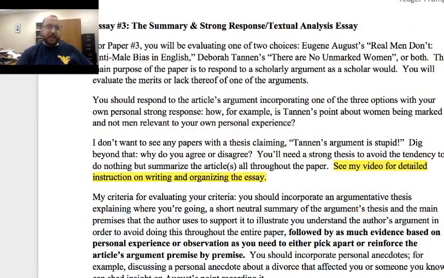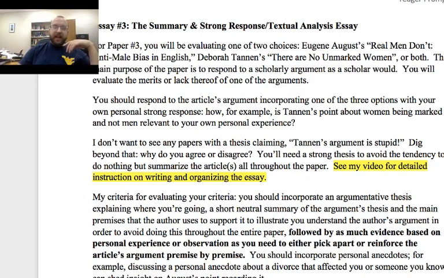It says paper 3 is going to be evaluating one of two sources, August or Tannen. I say both, but I recommend just sticking to one or the other. So the main reason why you do this paper is you're responding to an argument as a scholar would.